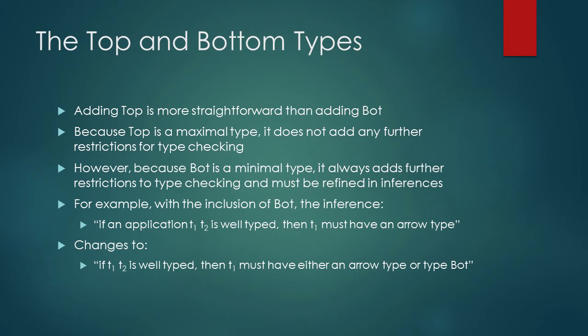So, for example, if you had an inference like if an application T1, T2 is well typed, then T1 must have an arrow type. That would change with the use of bottom to: if T1, T2 is well typed, then T1 must have an arrow type or type bot. So if you were using the bottom type, you'd have to go through and update with that stipulation, or type bot, because it being a minimal type, at the very least, it always has to be there. Whereas with top, because it's a maximal type, its inclusion is much less tricky.